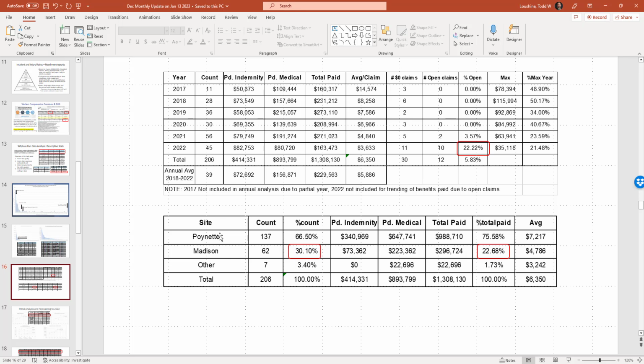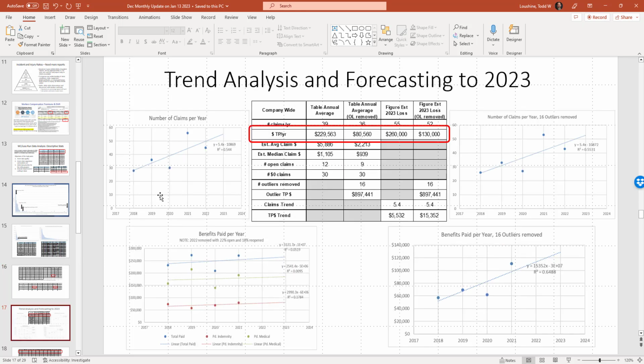Here's a breakdown by site: Poinet, Madison, and other. Poinet had a lot more, more than twice as many as Madison. For the percent total paid, it's 75 to 22%. And then you can see the average is much higher at Poinet too. So my site has less claims, has less of the overall benefits paid, and has a lower average than Poinet. It's different work, same company. Oh, I did do it.